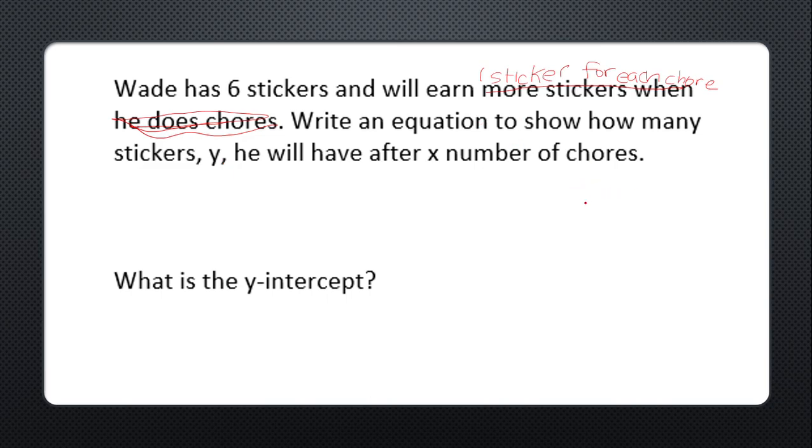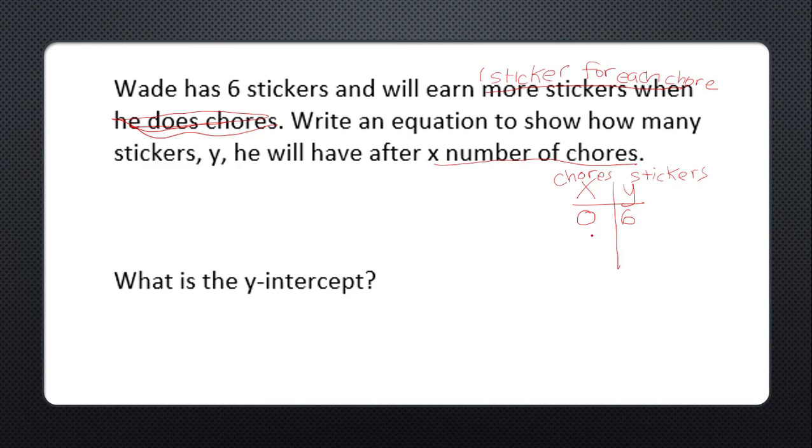So then we have to know what the y-intercept is. So if I set up a table, I need to know what is my x going to represent and what is the y. Well, it tells us that x represents the number of chores and y represents stickers. So he already has, for not doing any chores, he already started out with 6 stickers. All right, maybe he had them from prior, I don't know, from earlier.